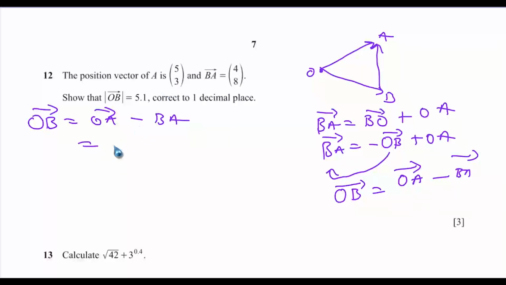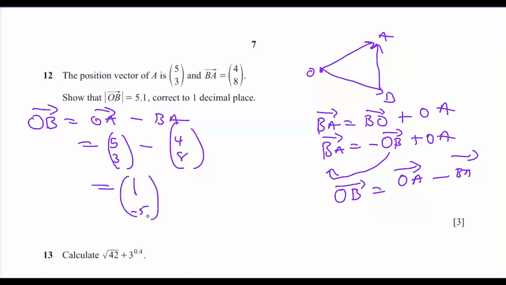So let's key in the values. OA is vector A. So we have (5, 3), then subtract BA, which is (4, 8). Then 5 take away 4, that will be 1. Then 3 take away 8, that will be negative 5. So you have negative 5 here. So this is OB.